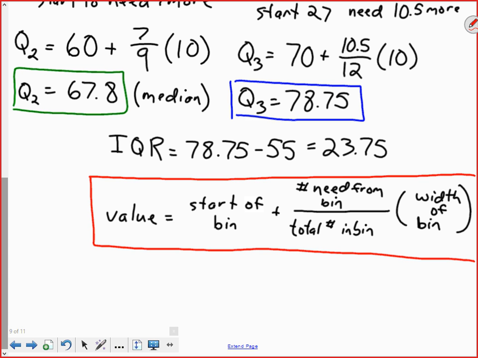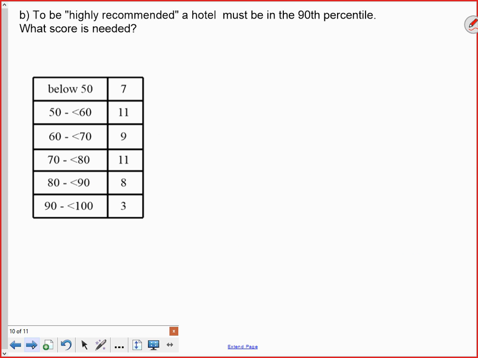So the second part of this question asks us to find a percentile. Well, percentiles and quartiles are basically the same. So we can use this general formula here to figure out any percentile that we want as well. So let's take a look at the second part here of this question. To be highly recommended, a hotel must be in the 90th percentile. What score is needed? So again, we'll just tack on here our cumulative values: 7, 18, 27, 39, 47, and 50.